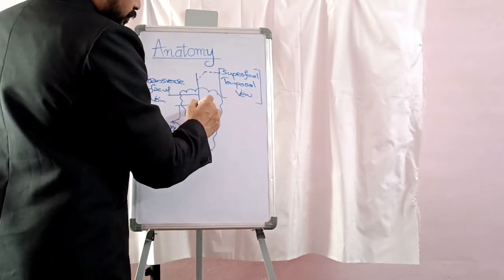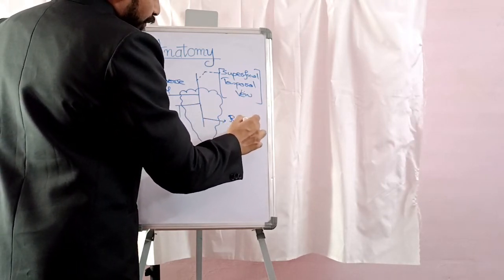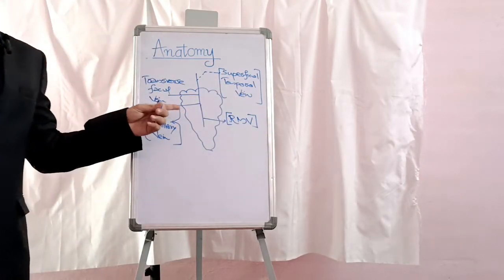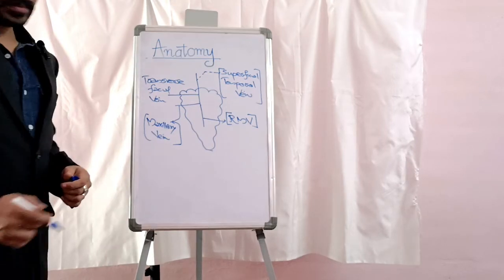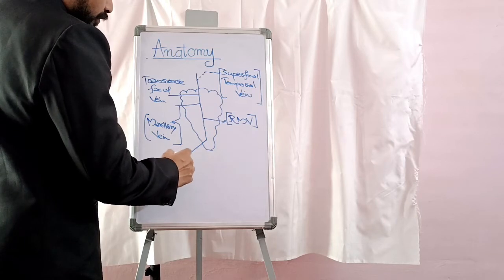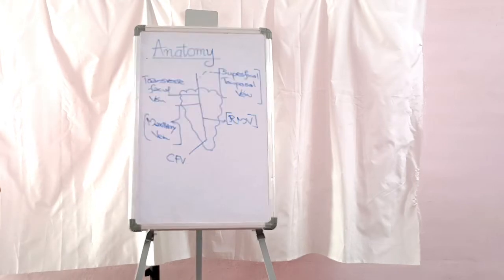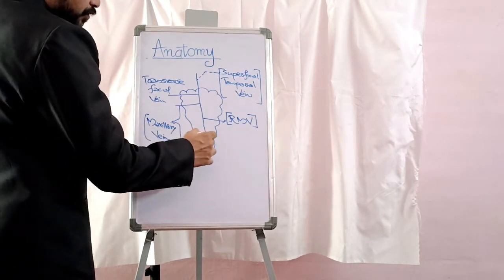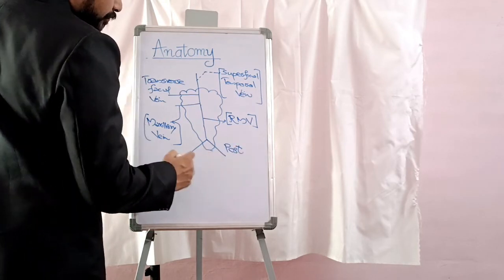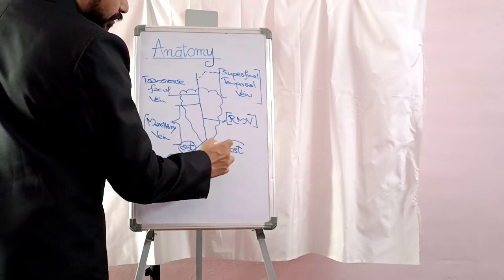To form the retromandibular vein, which is written as RMV. It divides into anterior and posterior divisions. This is the posterior division. This is the anterior division.